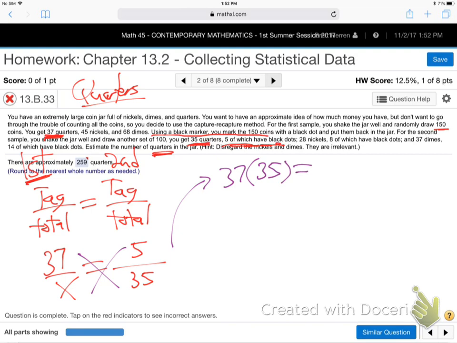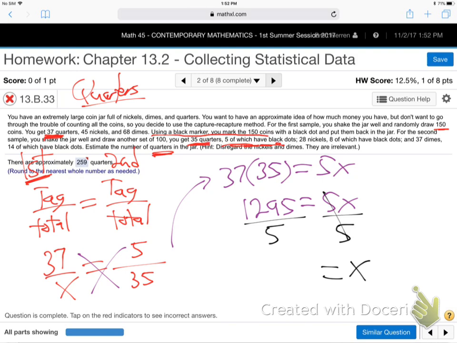37 times 35 is 5x. Should have brought my calculator today. What's 37 times 35? Anybody? 1295. Thank you. 1295 equals 5x. Last step to solve for x is divide by 5. And that's going to be 210 and 49, 259. 259 quarters in that jar. Is that good?